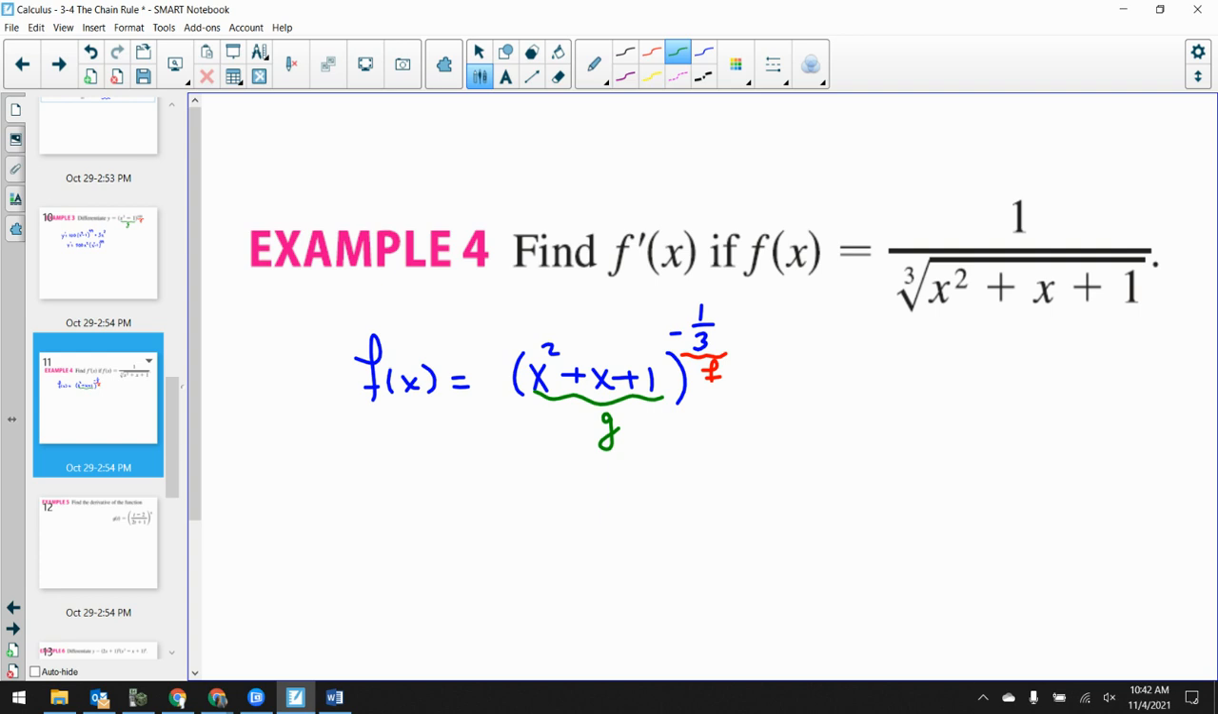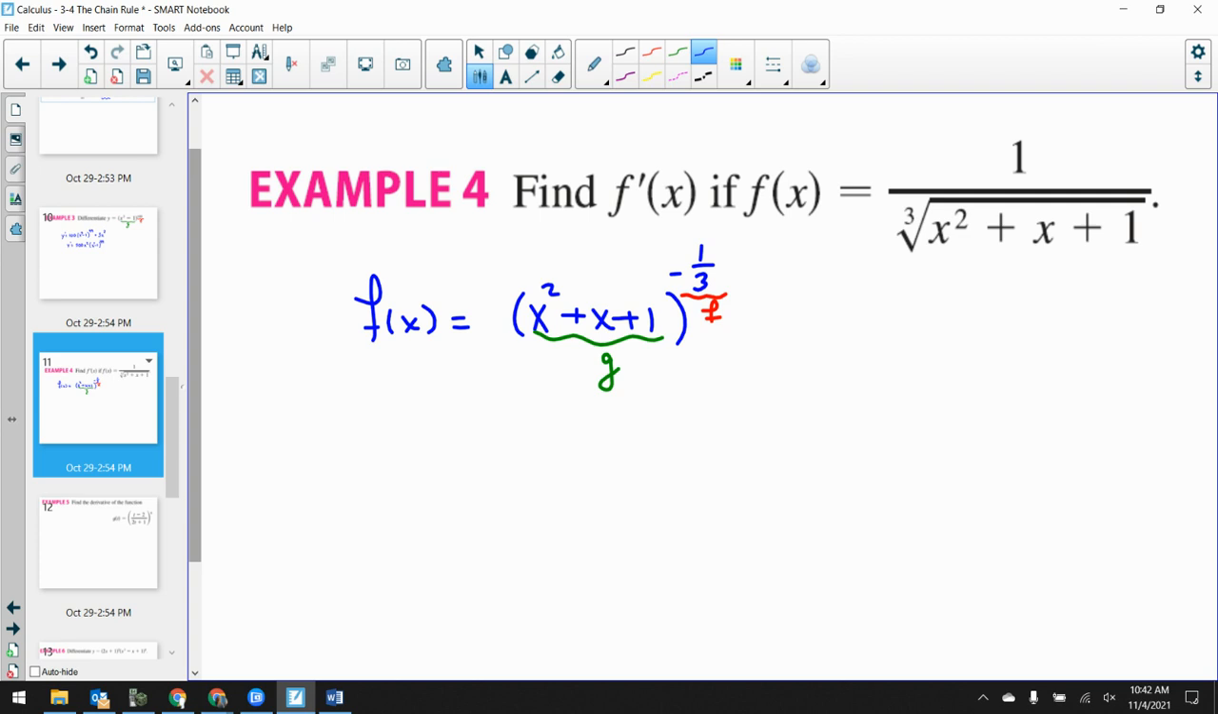This is my g. So the derivative of the outer, I take that negative 1/3, bring it down front, negative 1/3 times the original g. Knock the power down 1, so negative 1/3 goes to negative 4/3, times the derivative of the inner. The derivative of the inner is 2x plus 1.